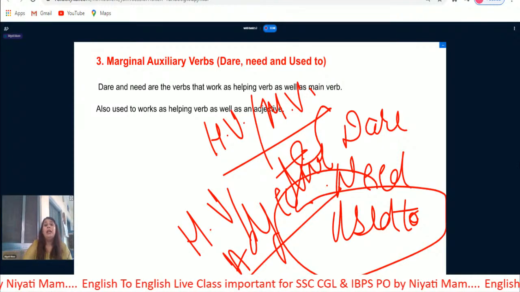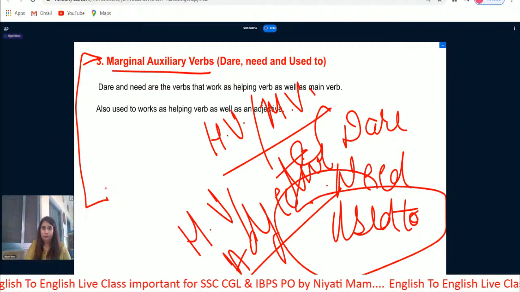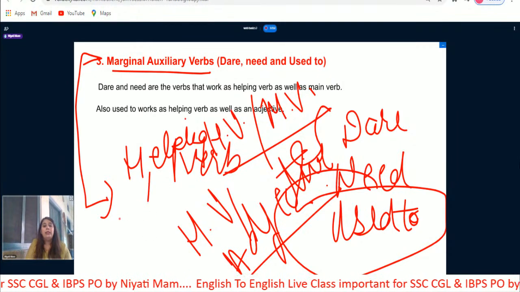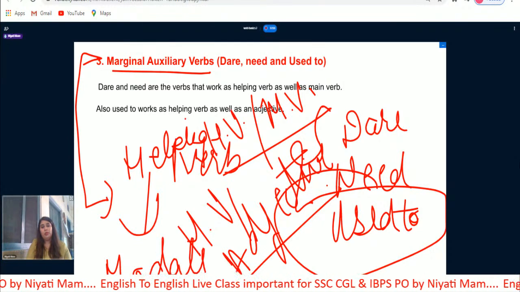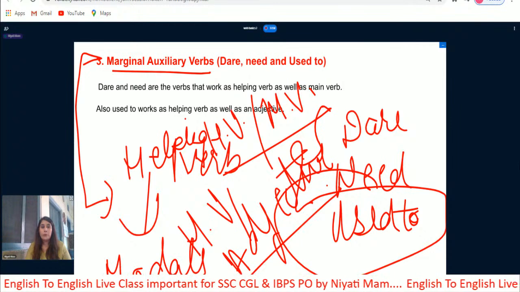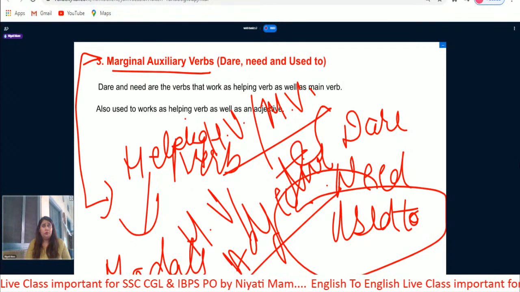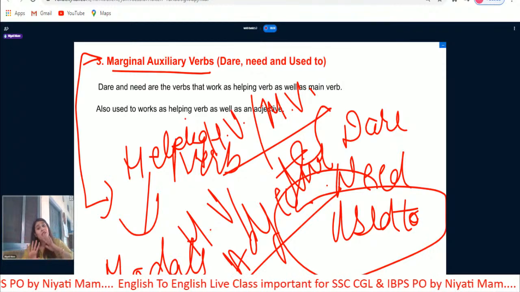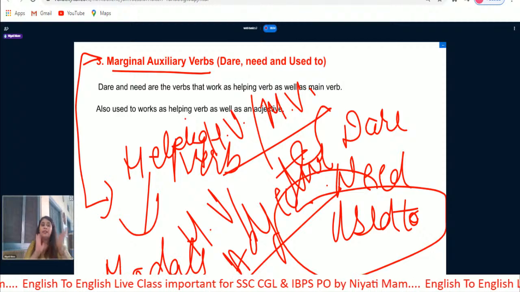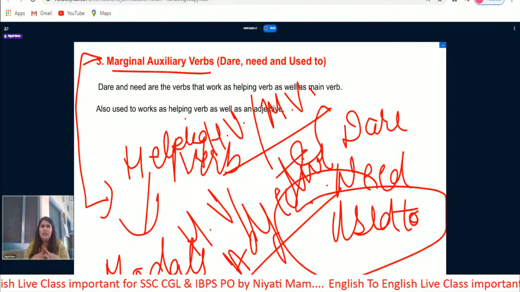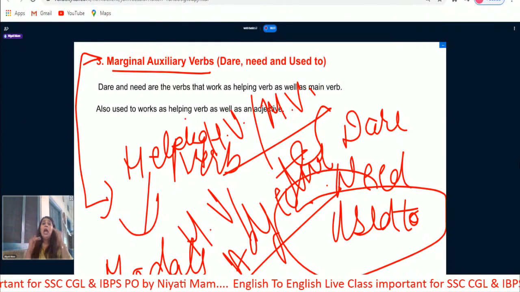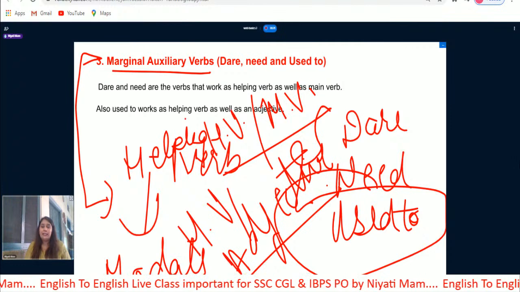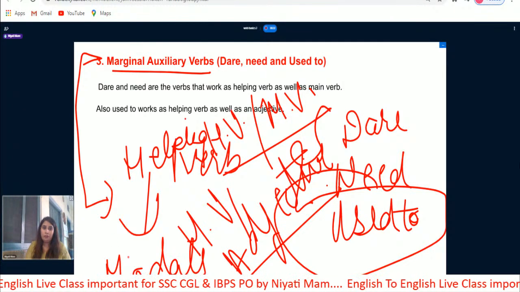The difference is that when marginal auxiliary verbs behave as helping verbs, they become modals. I am repeating it. I said that primary auxiliary verbs are the verbs which can work both as helping verb as well as main verb. Marginal auxiliary verbs are also the verbs that can work as helping verb as well as main verb. Now the question arises, then why is there even a need to differentiate them, because both of them have the same characteristics. But now I am saying that when marginal auxiliary verbs work as helping verbs, they follow the characteristics of modals.